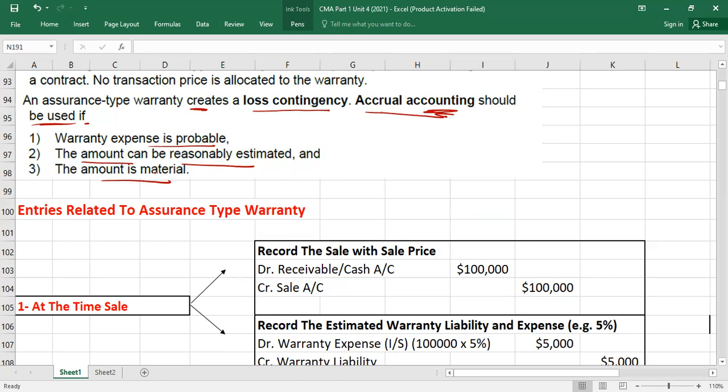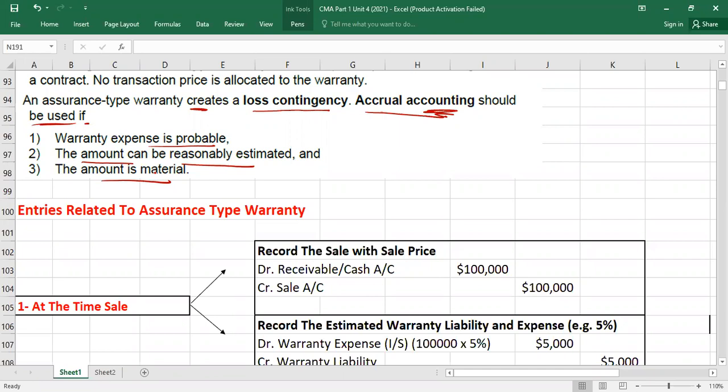I told you, simply, you are following the accrual concept here. Accrual means you will book expense and liability if three conditions are there. Condition number 1 is what? It is probable, meaning there are high chances the customer will come. Second is what? The amount can be reasonably estimated based on your past experience. And third is what? The amount is material. It is not negligible. If the three conditions are there, you have to accrue the expense and liability. This is also called the expense and liability approach.